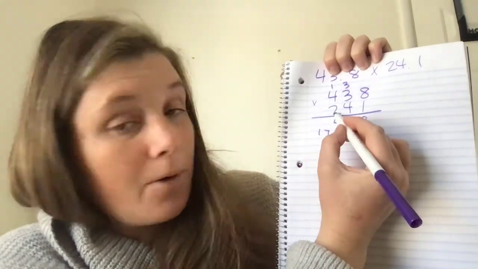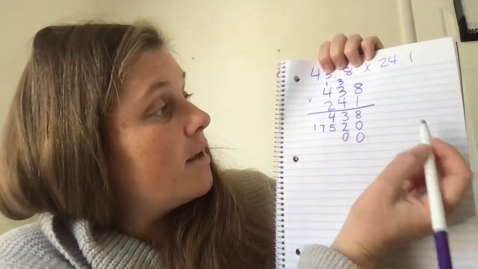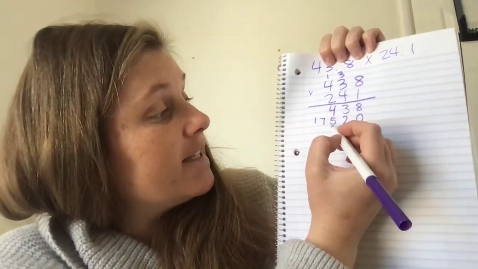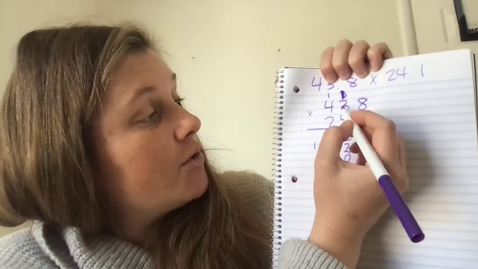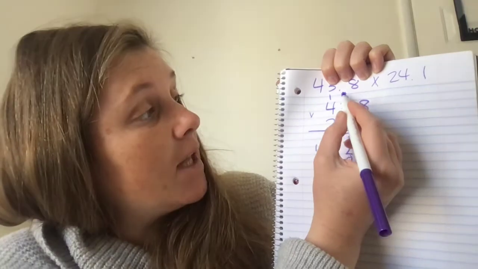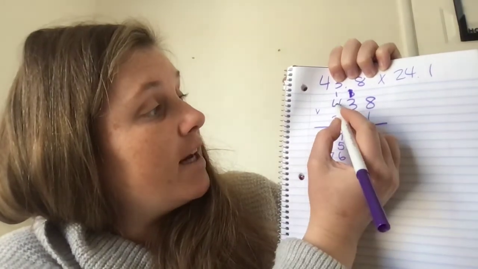Okay, now here we're going to multiply the 2. So we put 2 zeros there. 2 times 8 is 16. Carry the 1. 2 times 3 is 6. Plus 1 more is 7. 2 times 4 is 8.